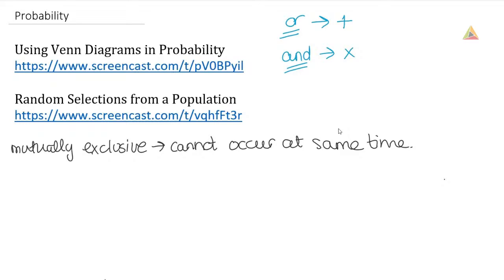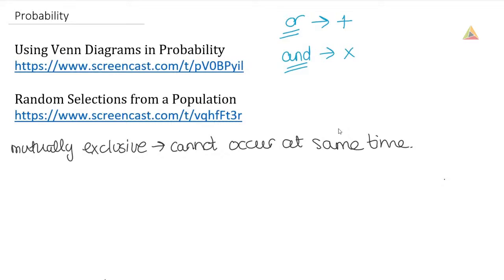So, for example, if I flip a coin, I could get a head or I could get a tail, but I cannot get a head and a tail together at the same time. So head and tail are mutually exclusive. And likewise, if I was to pick a card from a standard pack of playing cards, I could pick a red or I could pick a black, but I cannot pick a card that is both red and black at the same time. So the color of the card is mutually exclusive.